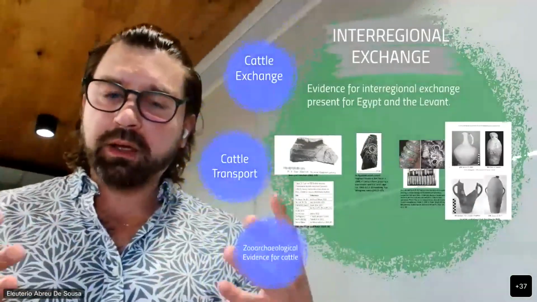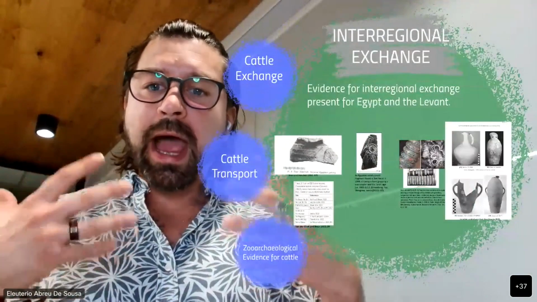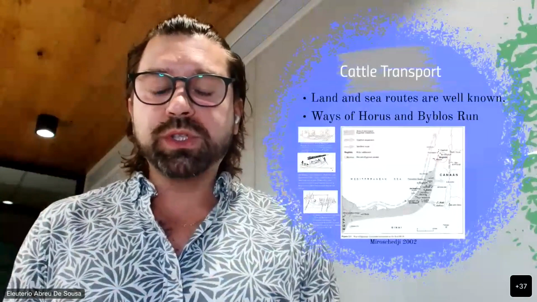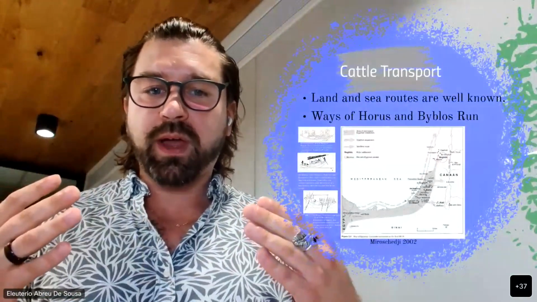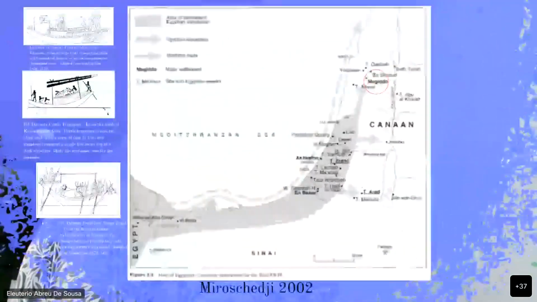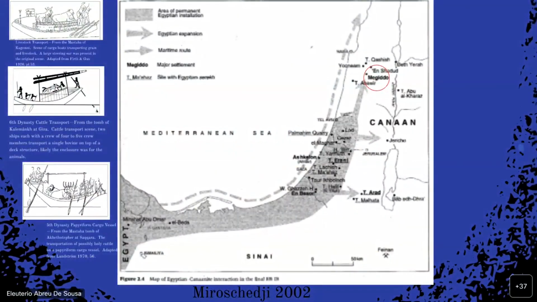So if we have all this cattle exchange being brought in, the question remains, how are they being transported? Basically, we have two main routes that connected Egypt and the southern Levant. We have the land and sea routes, which are well known, the Ways of Horus and the Byblos run. As you see here, trade exchange and interconnectivity was made possible through both the terrestrial and marine routes that are well known. The dashed route, as you see there along the coastline, is the Byblos run, the sea route that connected Egypt all the way up to Byblos, in the northern Levant.